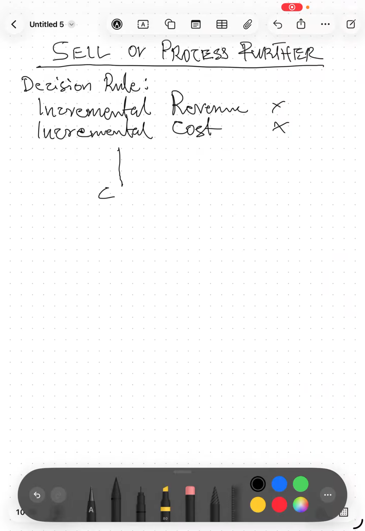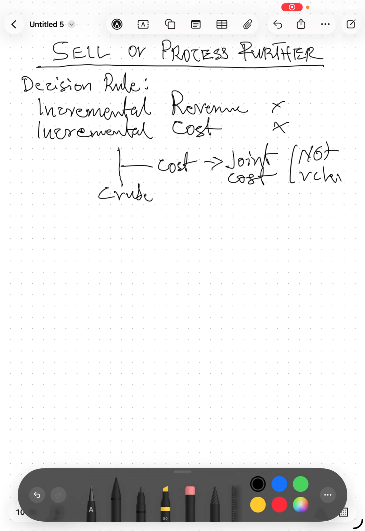From here to here, you produce crude. From this point of producing this crude, all the costs incurred here, we call them joint costs. Note that these joint costs are not relevant. They are not relevant in taking the decision whether to sell or process further.